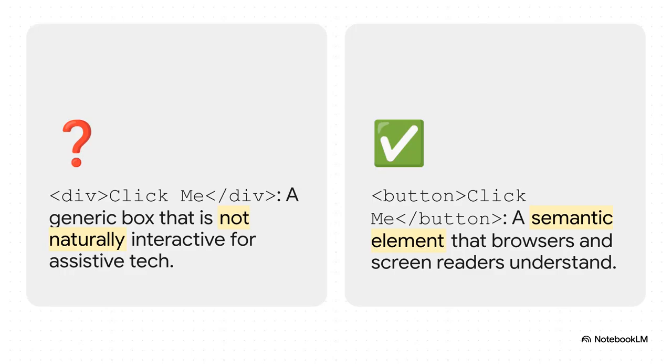Well, a huge piece of the puzzle is just writing clear, meaningful code. It can be something as simple as this. Say a developer uses a generic code block, a div, to make something that looks like a button. Visually, it might look fine, but to a screen reader, it's just a meaningless box. But if they use the proper button tag instead, suddenly it has meaning. The browser and the screen reader immediately know, hey, this is a button, you can click this. That right there is the power of what we call semantic HTML.